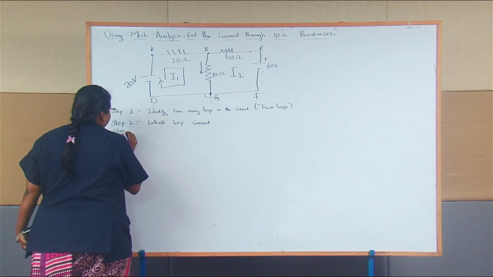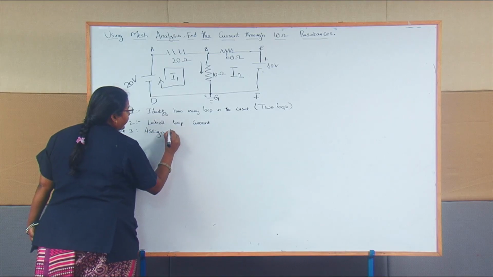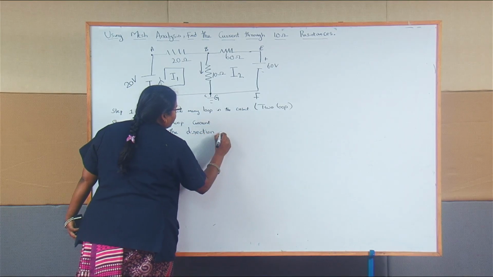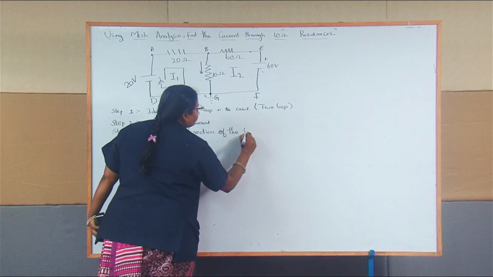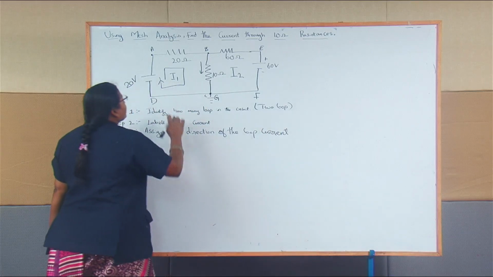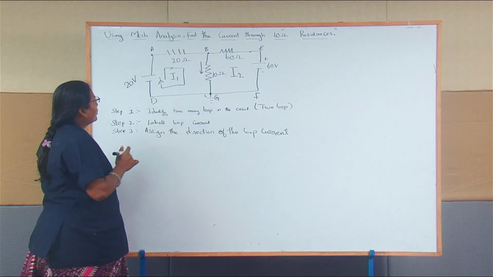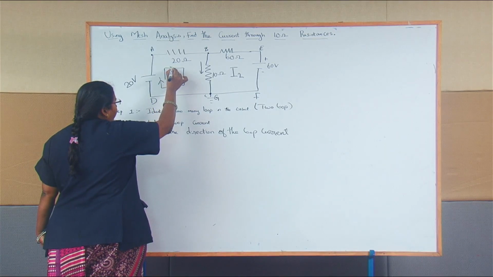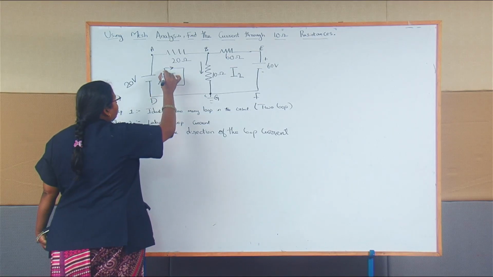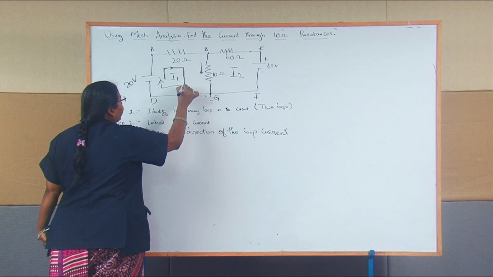Then step 3, assign the direction of the loop current. So for these loop currents you assign which direction it is going to flow. This is your assigned direction only. You can go with clockwise or anti-clockwise direction. So I am going to assign clockwise direction here.